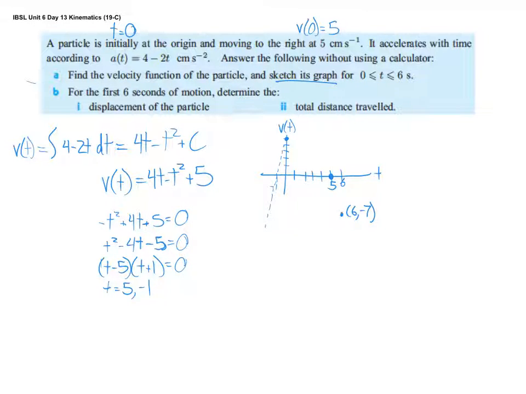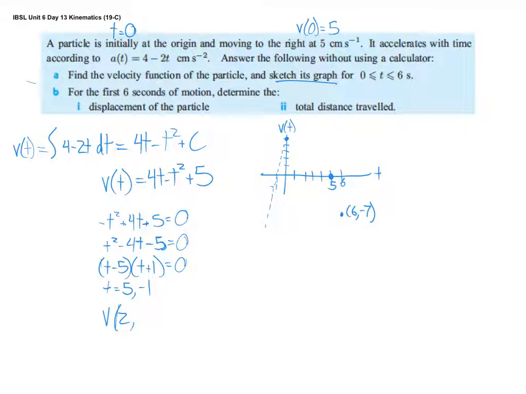So we've got our two zeros. Where is the vertex in relation to our zeros? We know this. In between. Halfway in between, okay? So 5 plus -1 is 4. Half of that's 2. So we know our vertex is going to be 2 something. So we plug in the 2 to our velocity, and we get 8 minus 4 plus 5.